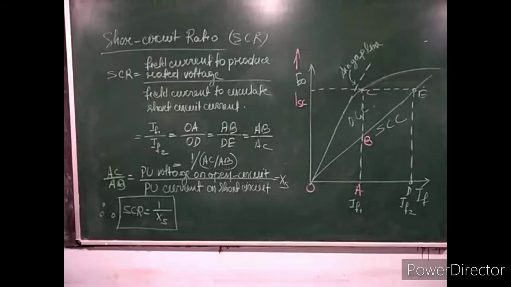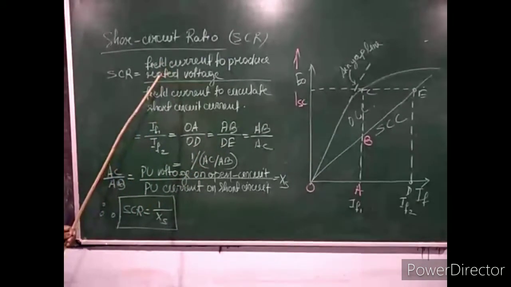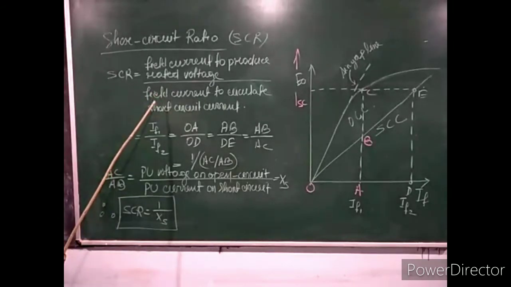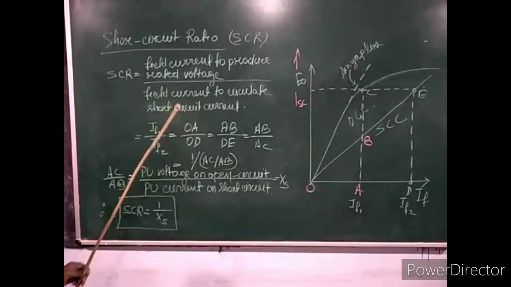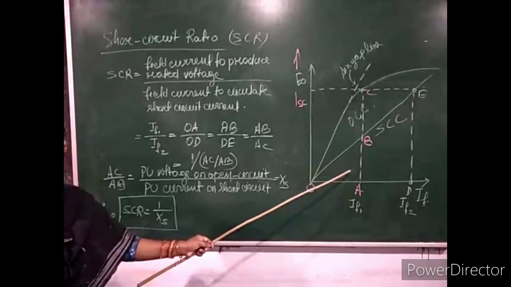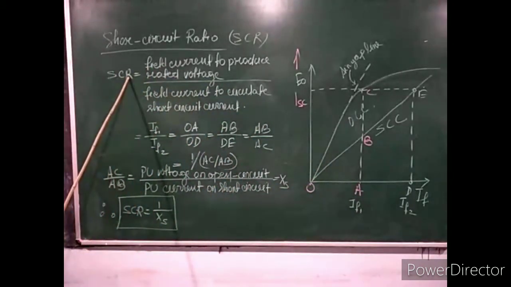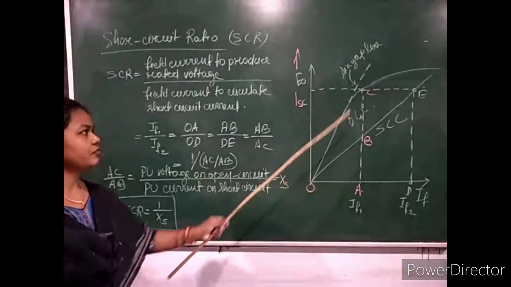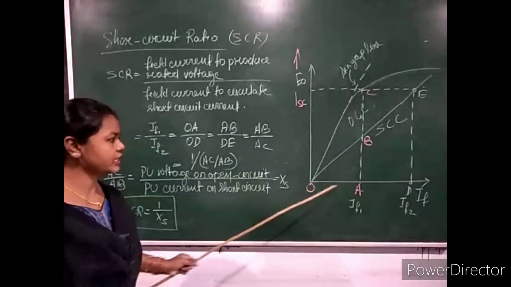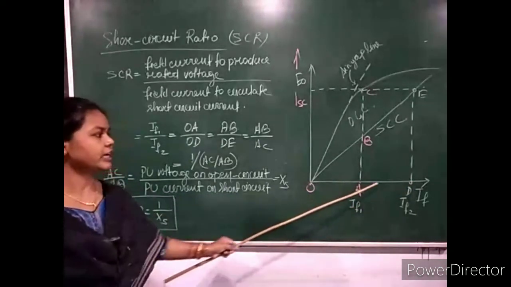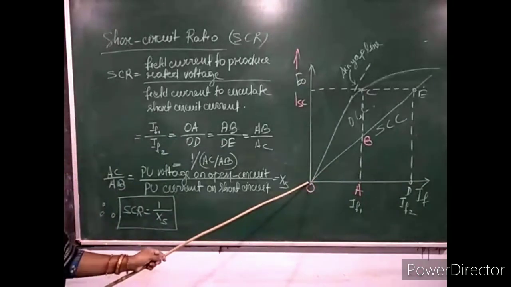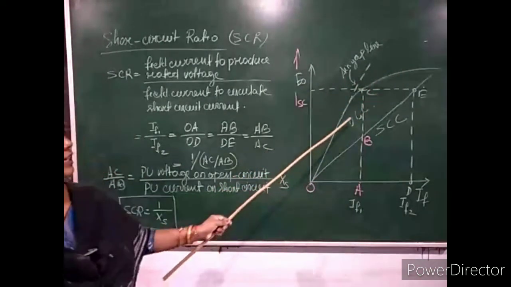The next point is short circuit ratio. What is short circuit ratio? Short circuit ratio is defined as the ratio of the field current to produce rated voltage to the field current to produce the rated value of short circuit current when the alternator runs at synchronous speed. From this graph, you will calculate the short circuit ratio. Here, the rated value of voltage you get from the open circuit characteristics curve.